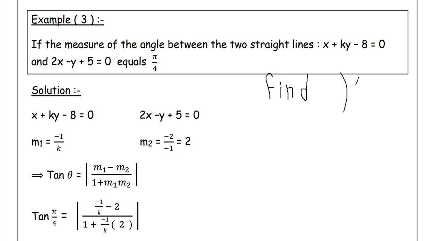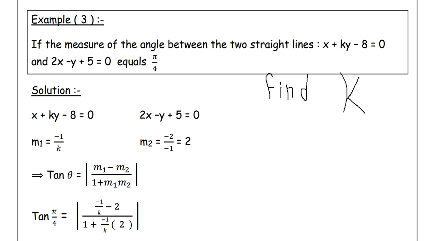Okay, so x plus ky minus 8 is 0. This is the equation of the first straight line. The equation of the second straight line, 2x minus y plus 5 is 0. So what is the first step? Excellent. The first step is to find the slopes of the two straight lines. So getting the slope of the straight line, m1 equals negative a over b.